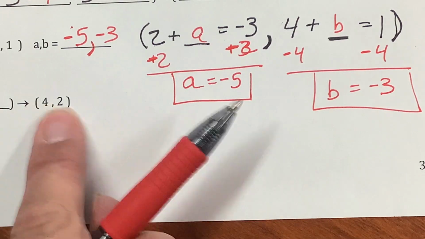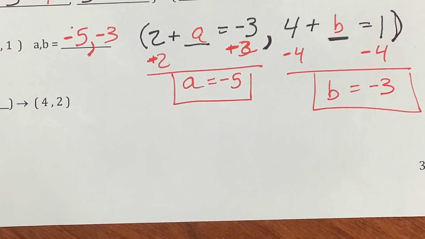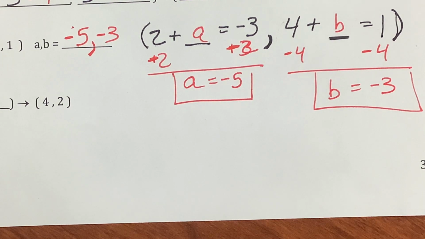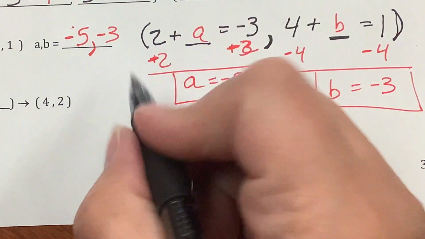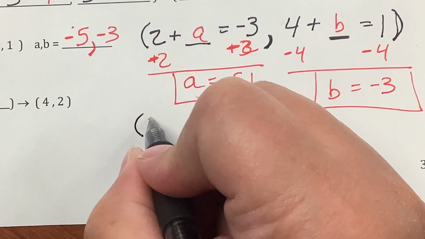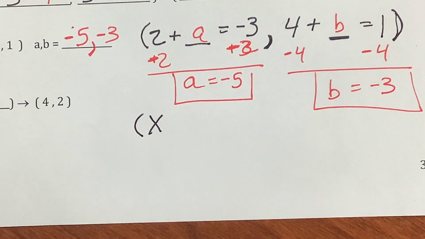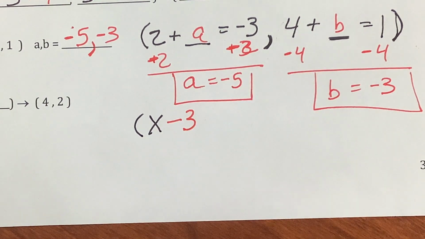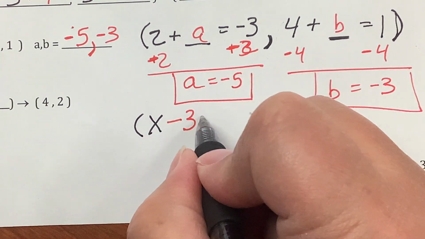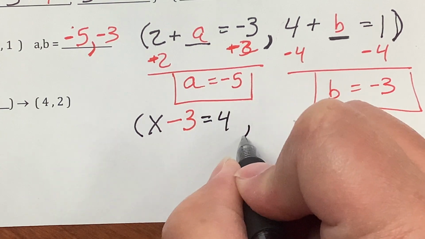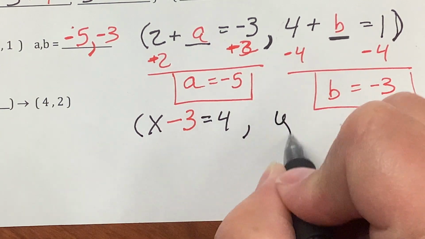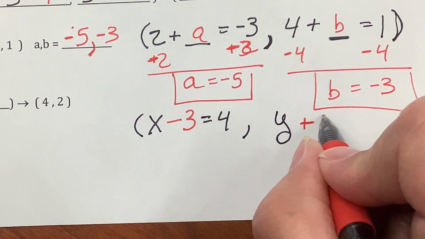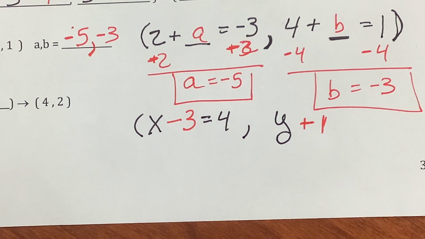Now I'm going to do the same thing for this one, only this time it's x and y that I'm missing, and I have the A and B. So I don't know what x is, but I'm subtracting 3, and it's going to equal 4. And I don't know what y is, but I'm adding 1 to get 2.